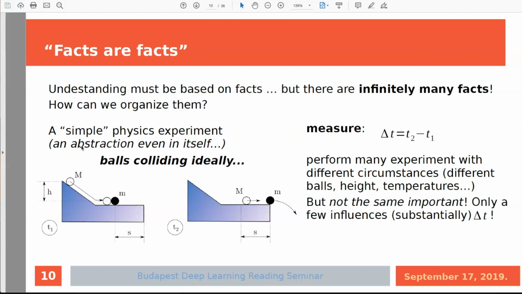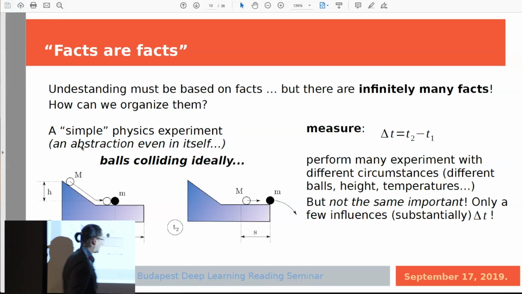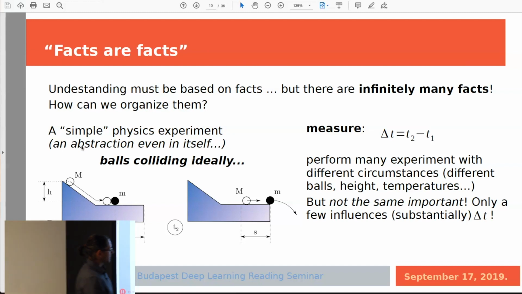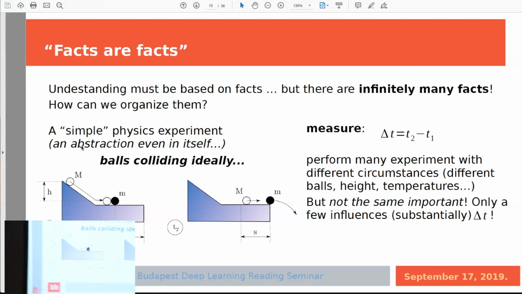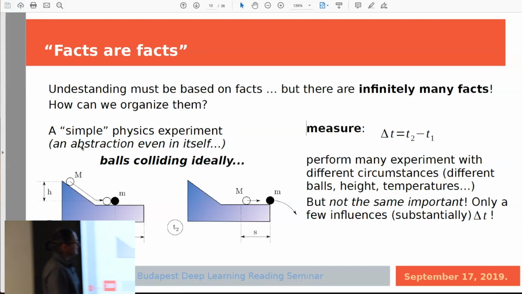Actually, a physical experiment is an abstraction itself, but everybody knows what I'm thinking about. So here, balls colliding ideally, so without loss. That means that we start a ball up here, it goes down, collides with a black ball, and the black ball will fall eventually after some time, and we measure the time of falling down. So this is the time from the collision to the fall down.